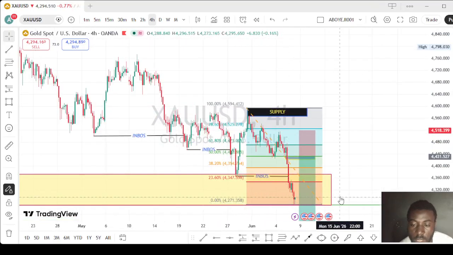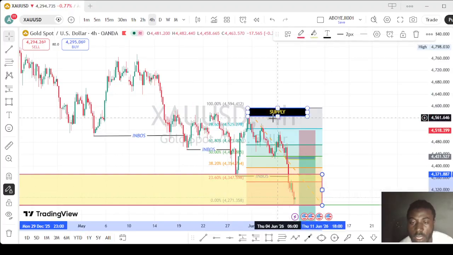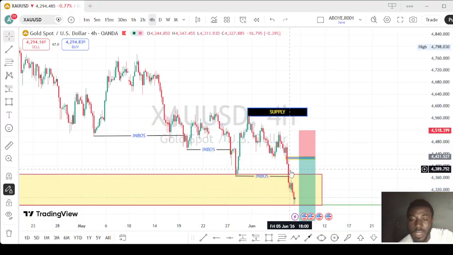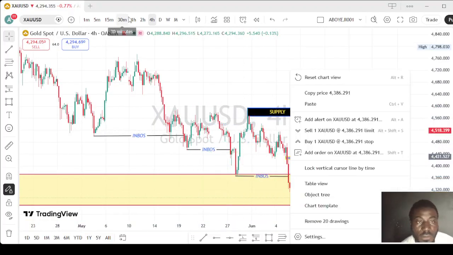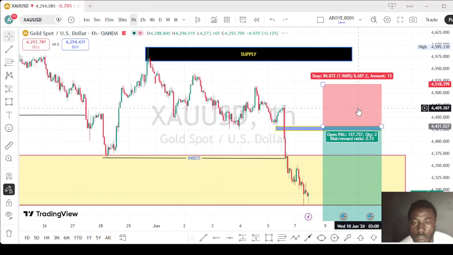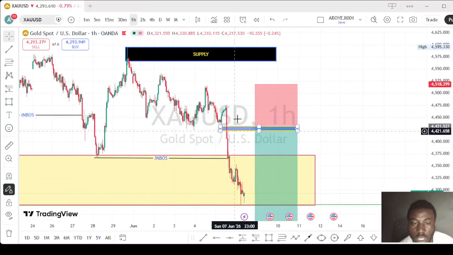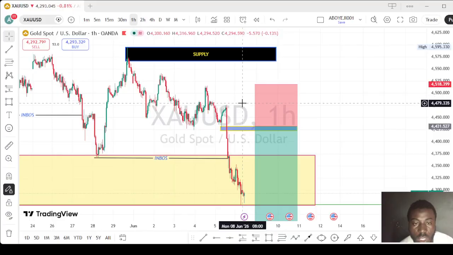So this is what I'm seeing in the market. So let's be patient and see what the market is doing. So let's move to 1 hour time frame. Let's define the structure on 1 hour time frame. This is 1 hour time frame, and you can see what 1 hour time frame is giving us.